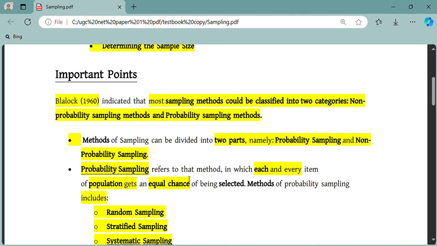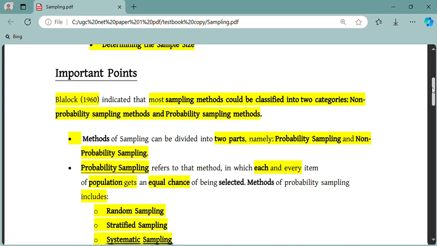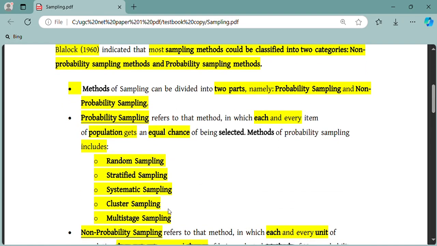Probability sampling refers to the method in which each and every item of the population gets an equal chance of being selected. This method includes random sampling, stratified sampling, systematic sampling, cluster sampling or multi-stage cluster sampling. ठीक है.